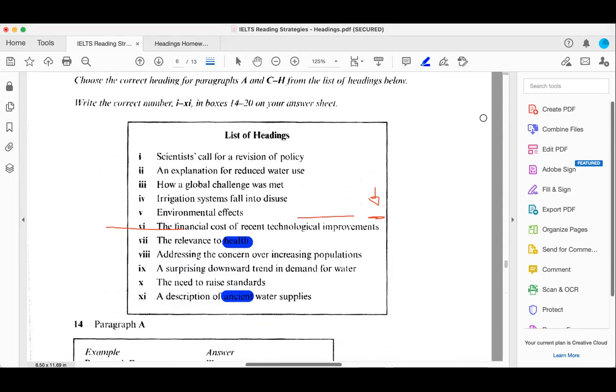Scientists, yes or no? What are resource planners? We still don't know yet. Resource planners are people who plan, right? Planners are scientists. Resource planners, people who plan, they are scientists. And change, revision, policy, change. Does it make sense?